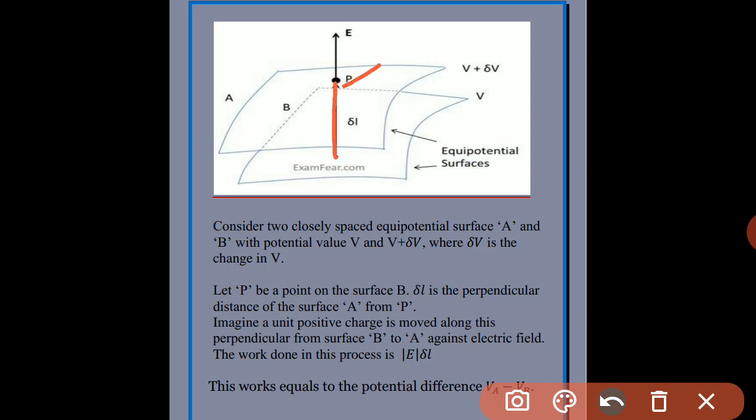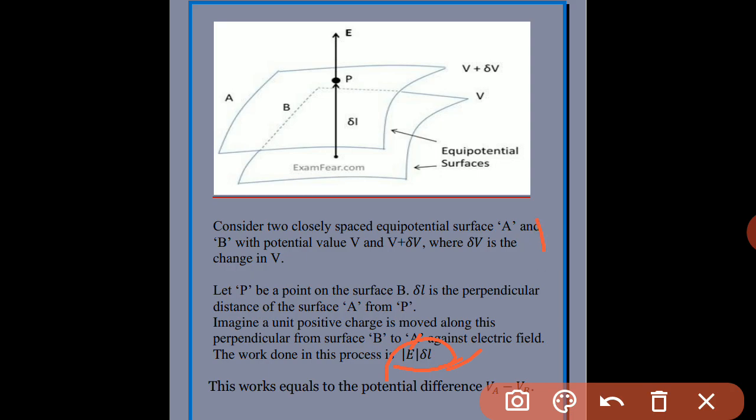What will happen if a unit positive charge moves from one point to another? Work will be done, right? And that work is stored as potential energy. So that work is given as the magnitude of E, modulus E into delta L. Magnitude of E is nothing but the electrostatic force.